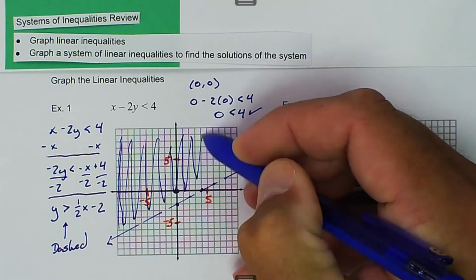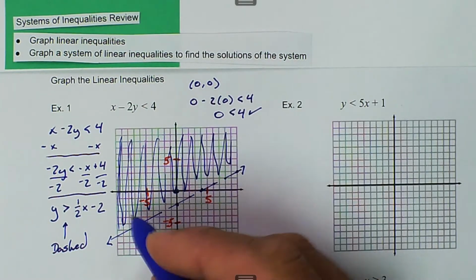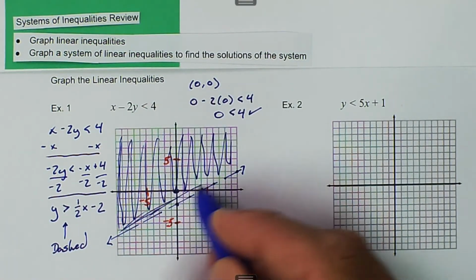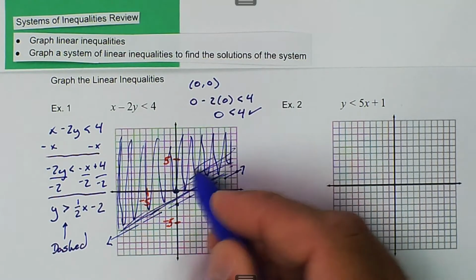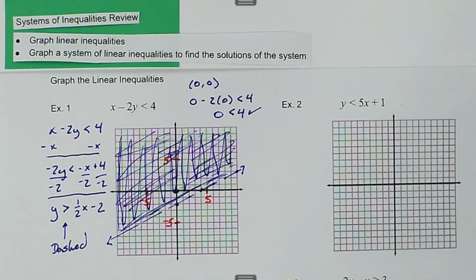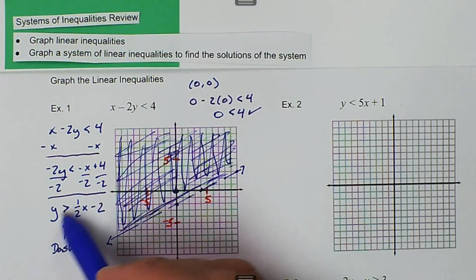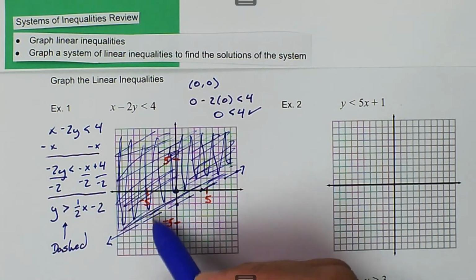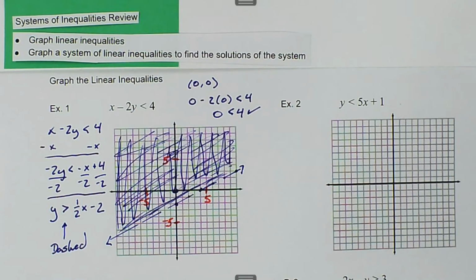So those are the solutions all the way up to, but not including, that line there. And it makes sense. It says y is greater than that line. So y is above that line. Then we can look at another example we have over here.